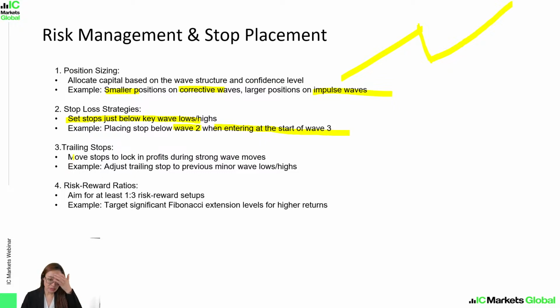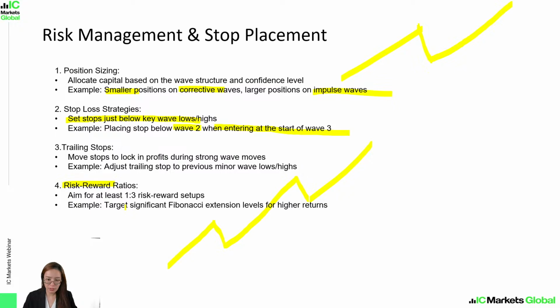Okay, trailing stop loss, you can use it to move the stop loss to lock in the profit during a strong wave move, which is wave what? Entering wave 3, right? Wave 1, wave 2, wave 3, pullback smaller, and use the trailing stop loss and continue to go to wave 5. Okay, risk and reward ratio, aim for at least a 1 to 3 risk and reward setup.